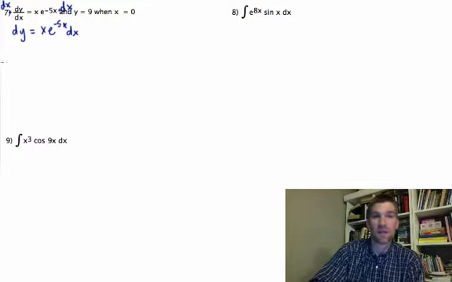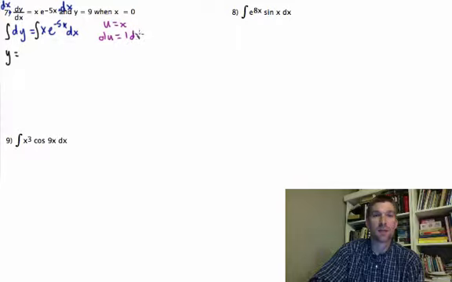Because it's set up like this, we can go ahead and integrate. When you integrate on the left, you get y. On the right, though, you've got to do integration by parts. When I do that, I'm going to let u equal x, so du equals 1 dx. And I'm going to let dv equal e to the negative 5x.